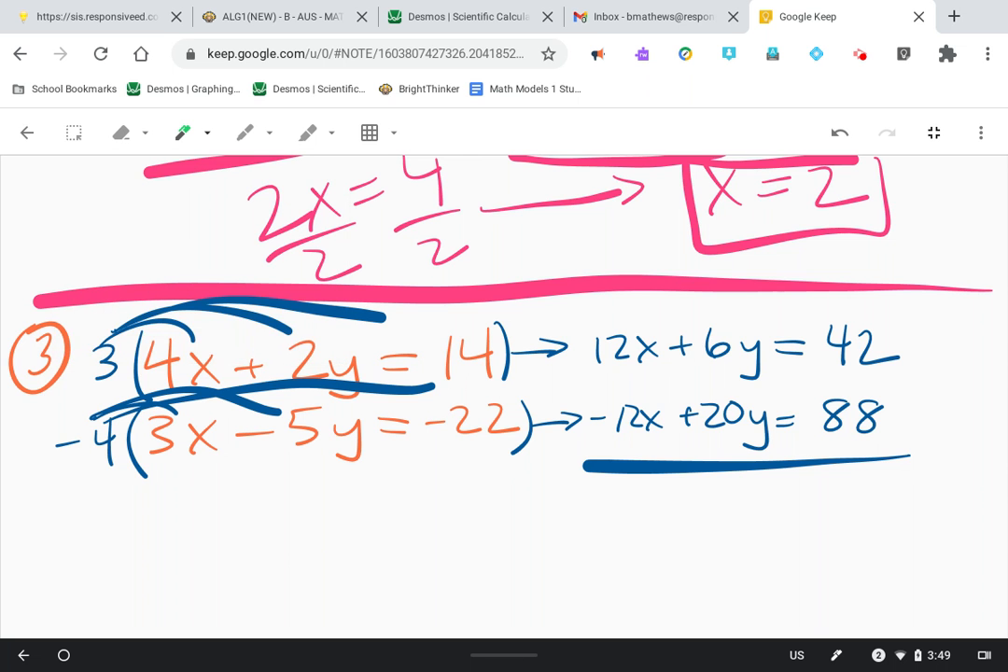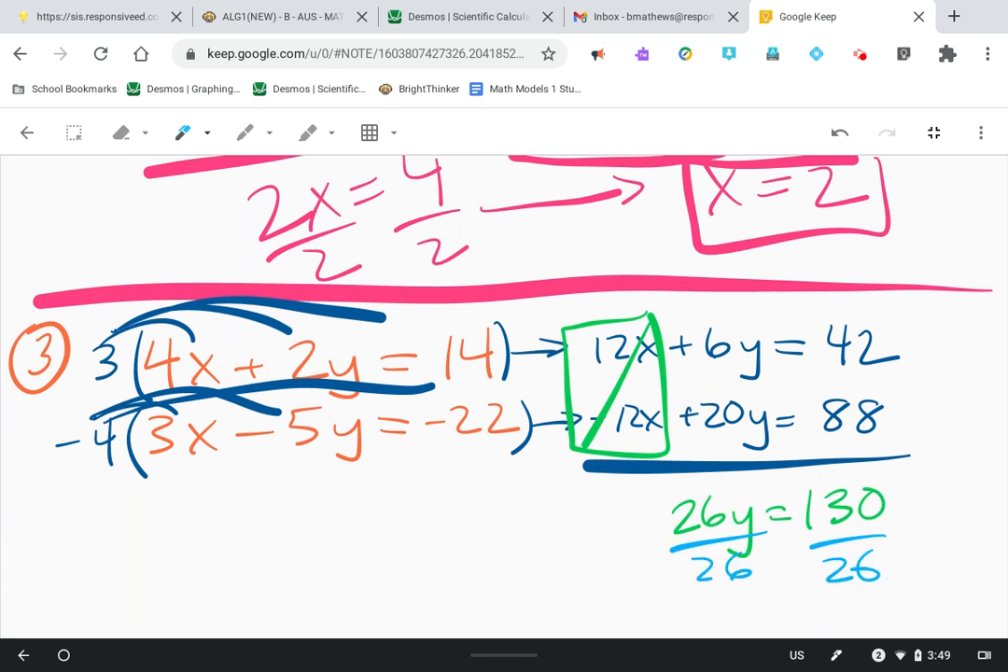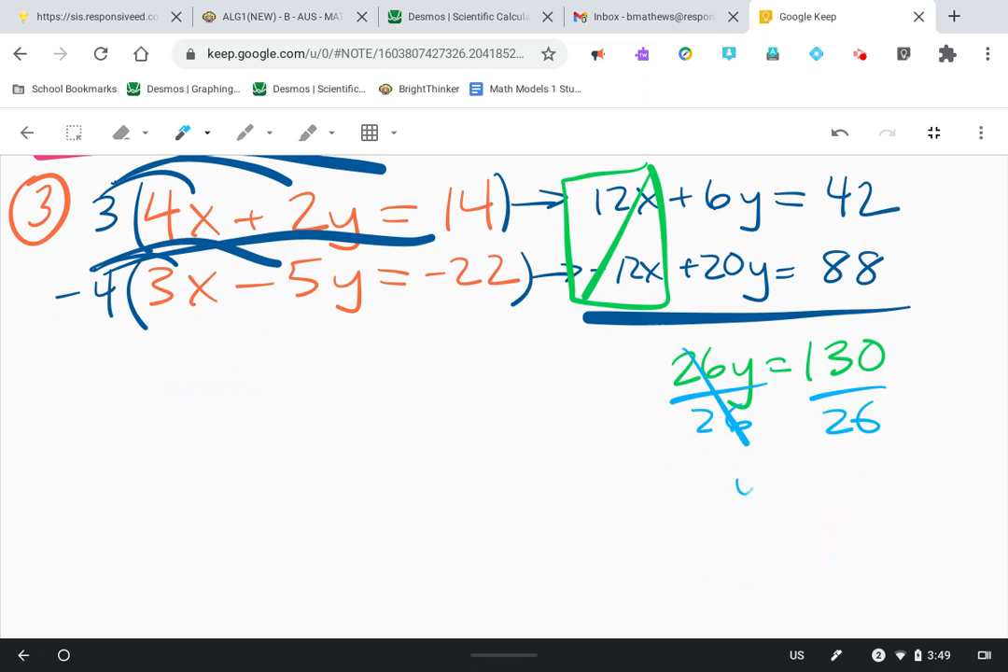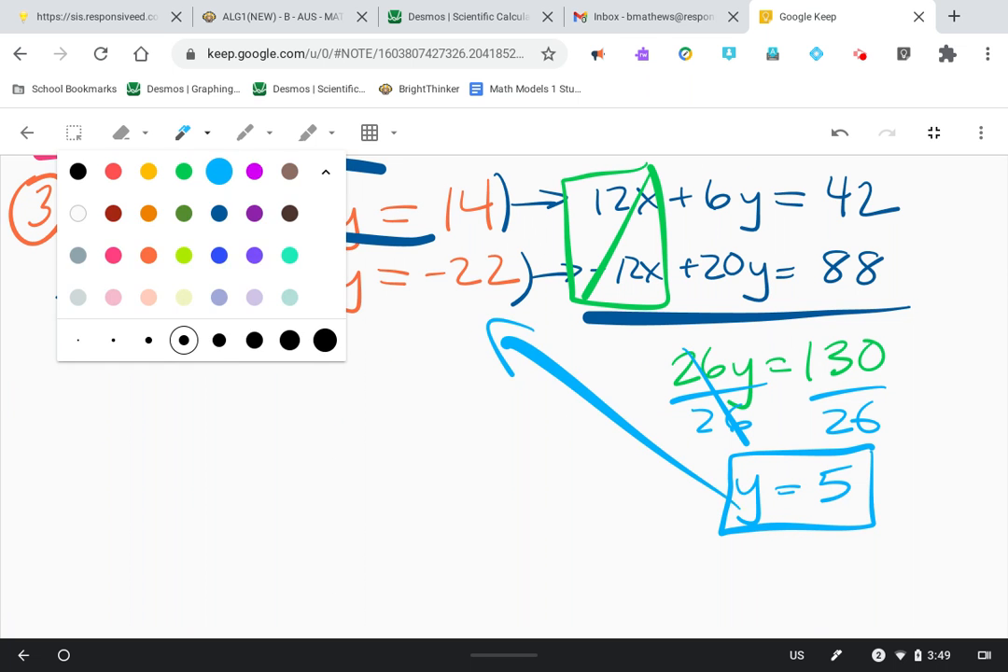Get some bigger numbers here, but that's okay. Everything works out the same. These 12s cancel out, giving me 26y equals 130. Divide both sides by 26. Again, all of this is the same type of process. And y equals 5. Take that y and plug it back in.